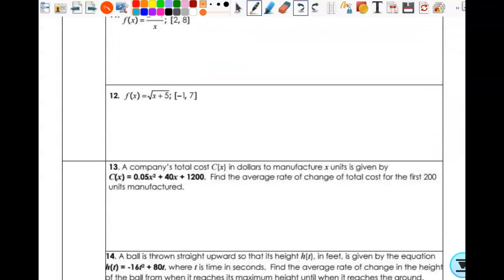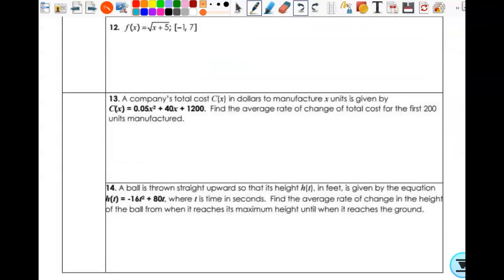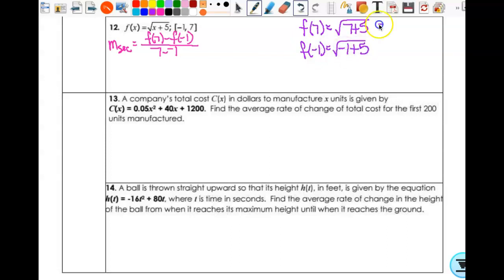Okay, let's jump to number 12. So again, I want the slope of the secant line. I write down that this is my interval from A to B, so that is f of 7 minus f of negative 1 over 7 minus a negative 1. Then I'm going to go off over here and find f of 7. That's going to be the square root of 7 plus 5. And then I want f of negative 1, and that is the square root of negative 1 plus 5. Then you go ahead and finish this question up.